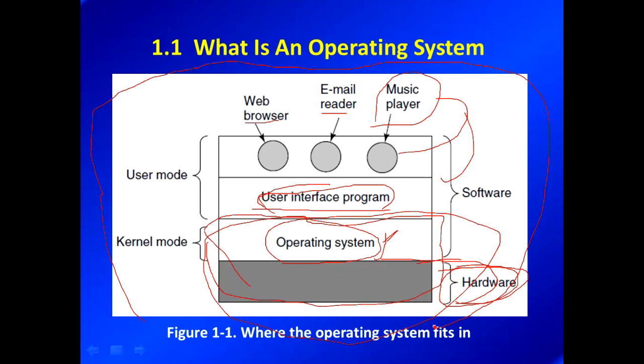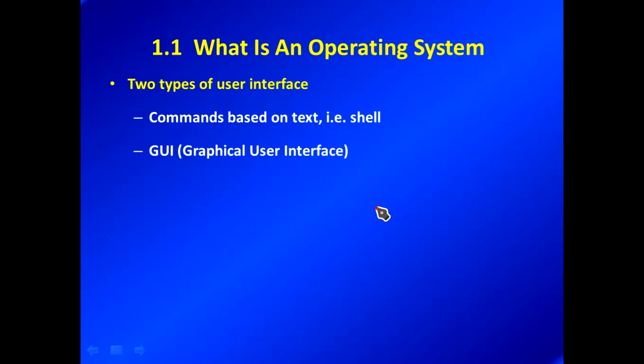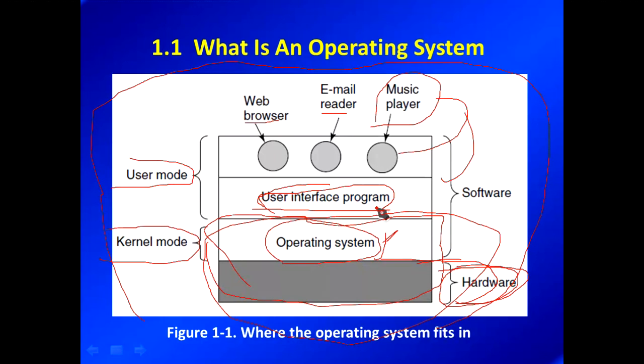And on this picture, you have to focus on one more thing. It's called user mode and kernel mode. You'll see the operating system runs in kernel mode, but the other two layers of software, no matter whether it is a user interface program or any kind of application program, are running in user mode. So user mode and kernel mode are two basic concepts for the operating system. We'll explain this in more detail on this slide. First, we'll have a look at the two types of user interface. You just check this picture, right? You see the second layer is the user interface program.